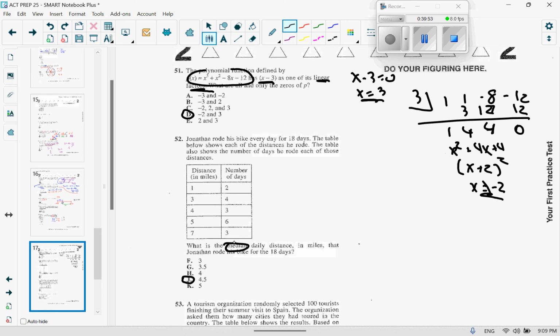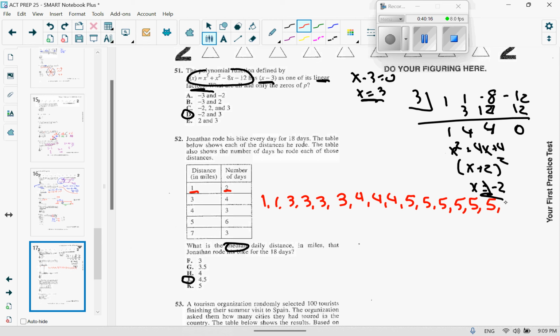Median. Median means I list out all my data. I have 1, but I have it twice, so 1, 1. I have 3 4 times, so 3, 3, 3, 3. I have 4 3 times. I have 5 6 times. 1, 2, 3, 4, 5, 6.